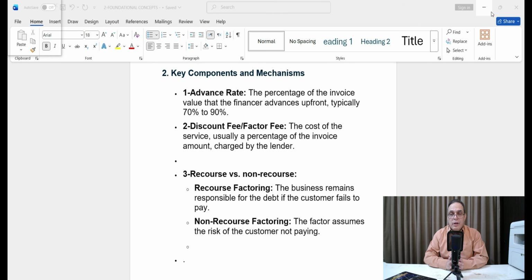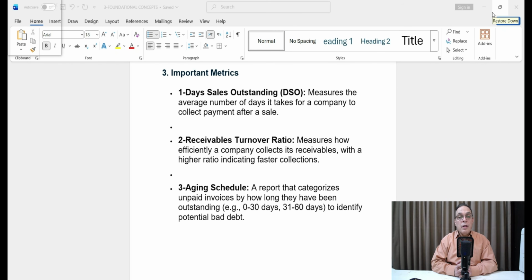Recourse factoring, the business remains responsible for the debt if the customer fails to pay. Non-recourse factoring, the factor assumes the risk of the customer not paying. 3. Important metrics. 1. Days sales outstanding, DSO, measures the average number of days it takes for a company to collect payment after sale.